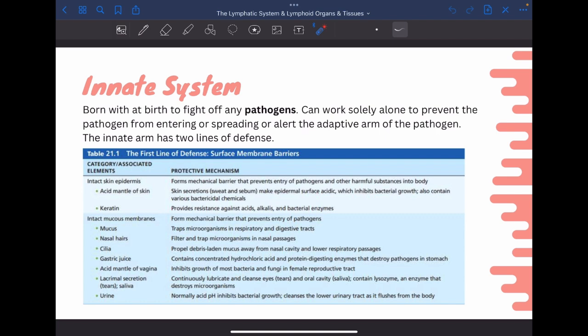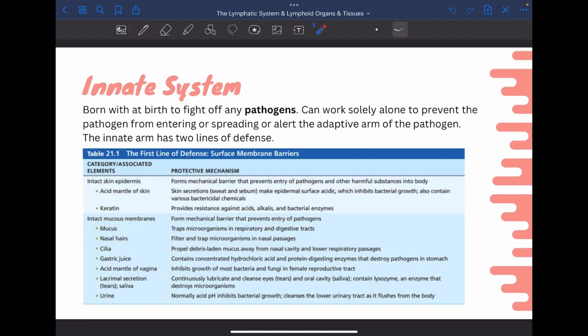So the innate, as we said, has two lines of defense. It has the first line and the second line. The first line of defense is essentially your intact skin and your mucous membrane. The intact skin is basically your highly keratinized epithelial layer that will provide a mechanical barrier to inhibit the entry of pathogens. Similarly, the mucous membrane is also a mechanical barrier present at all of the openings of our body, so your digestive, respiratory, urogenital systems, and so on. So both of them work to prevent the entry of pathogens.